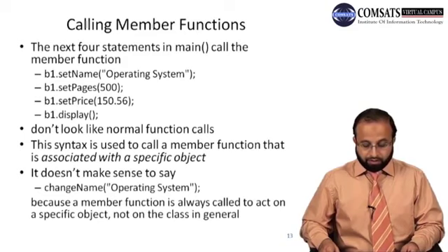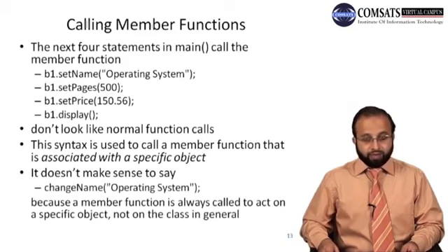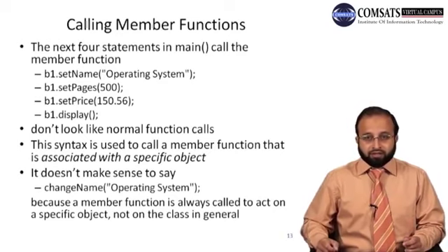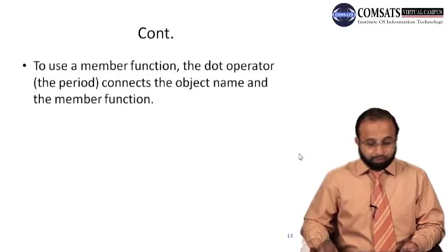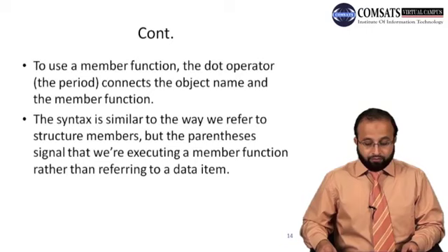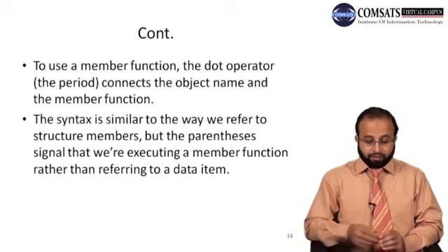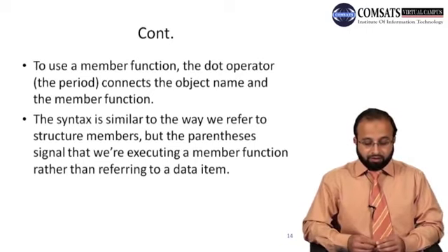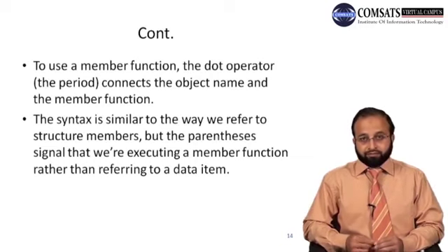Because a member function is always called to act on a specific object, not on the class in general. So a member function cannot act upon the class. It has to act on some specific object that you specify on the left side of the dot operator. To use the member function, the dot operator, the period, connects the object name and the member function. The syntax is similar to the way we refer to a structure member, but the parentheses signal that we are executing a member function rather than referring to a data item.